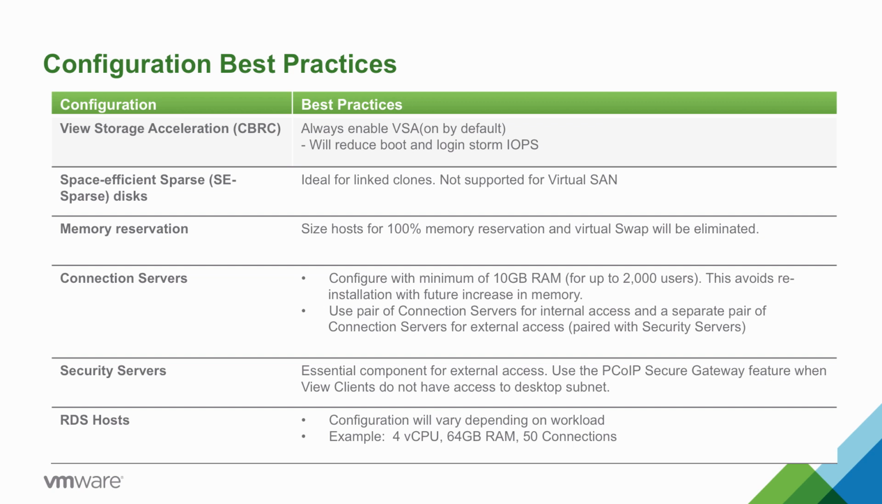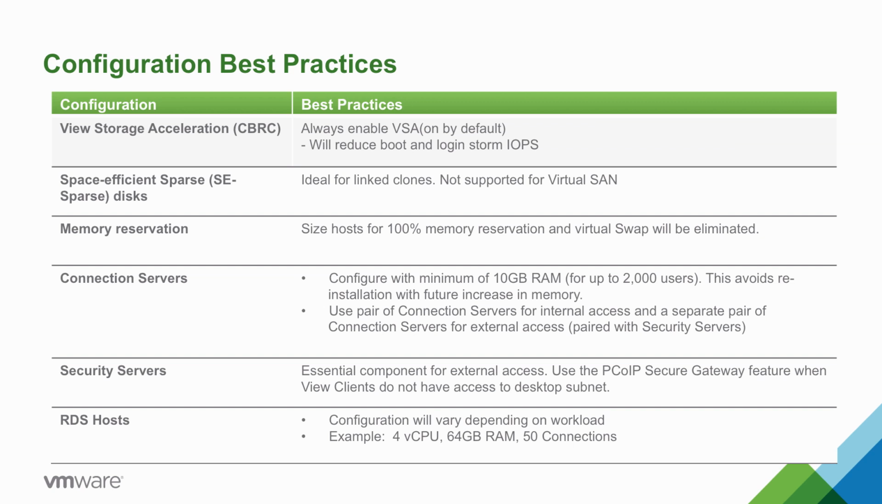In terms of connection servers, one thing that's very common is we see a lot of customers who will configure these for less than the 10 gig recommended RAM during a POC or a pilot because they're not going to scale up to the 2,000 users that potentially a connection server can do. But what happens then is the connection server actually has to be reinstalled when you go into production. So our recommendation is to put that minimum of 10 gig of RAM into play right from the beginning.